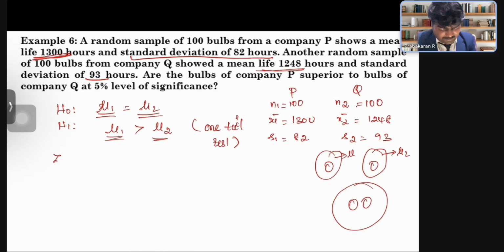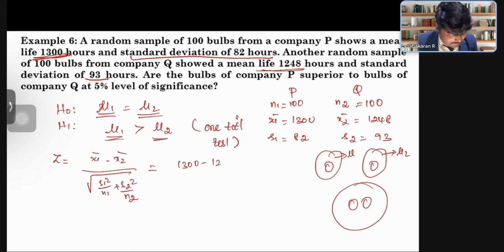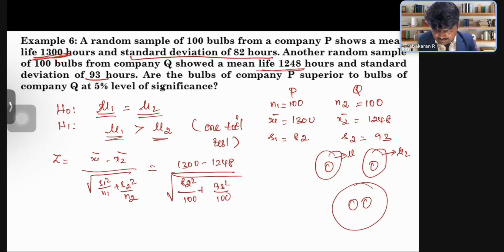So now we can go for applying the Z test, that is x1 bar minus x2 bar divided by the square root of s1 square by n1 plus s2 square by n2. The x1 bar value is 1300, x2 bar is 1248, s1 square is 82 square by n1 100, plus 93 square by 100, all under the square root. The final answer, just use your calculator, is 4.19. So two steps are over.